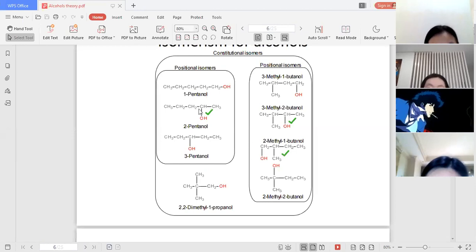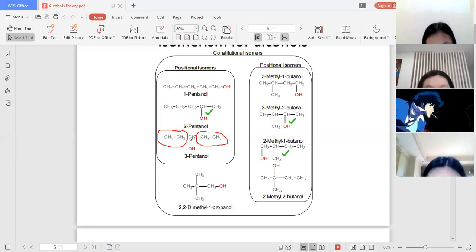All of these, 1, 2, 3, they have optical isomerism, while the others cannot. The others do not have. For example, in this one, the molecules on the left and right are the same. If they are the same, of course, it is not a chiral center.